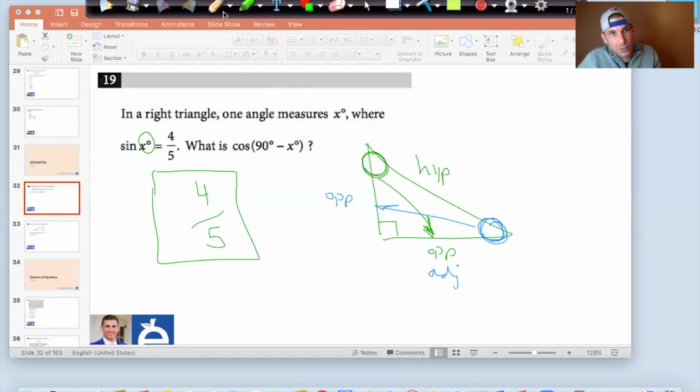Let's go back to the green so you guys can see it. Here is my adjacent in this case, okay? So just pay attention to the way that it's going to be set up. That's the easiest thing I can tell you.